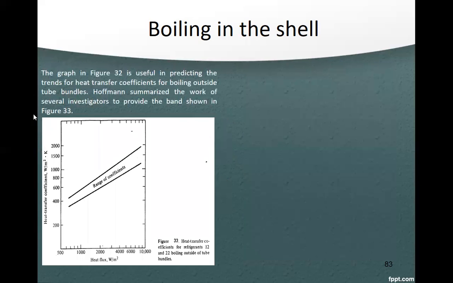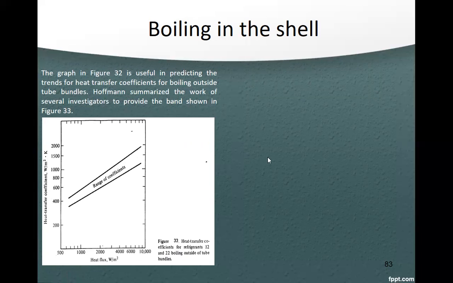So the graph in figure 32 is useful in predicting trends for the heat transfer coefficient for boiling outside a tube bundle. Hoffman summarized the work of several investigators to provide the band shown in figure 33. Yung heat flux, yung Q over A, and this is the heat transfer coefficient. Ito yung pwede mo na gamitin, itong range na band. Heat transfer coefficient for refrigerants 12 and 22 boiling outside of the tube.